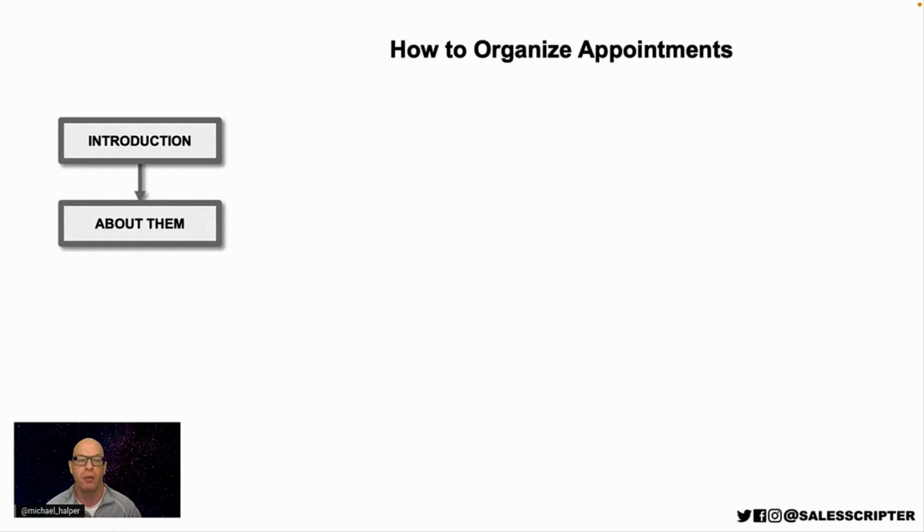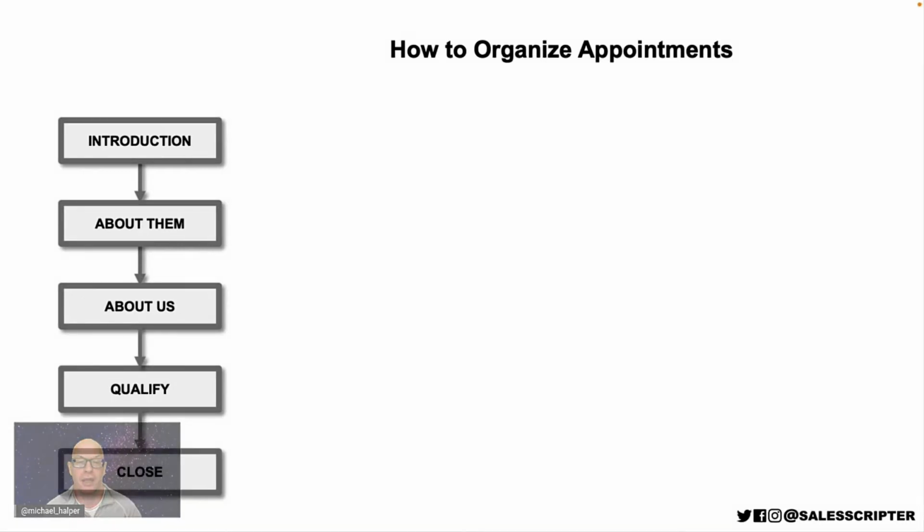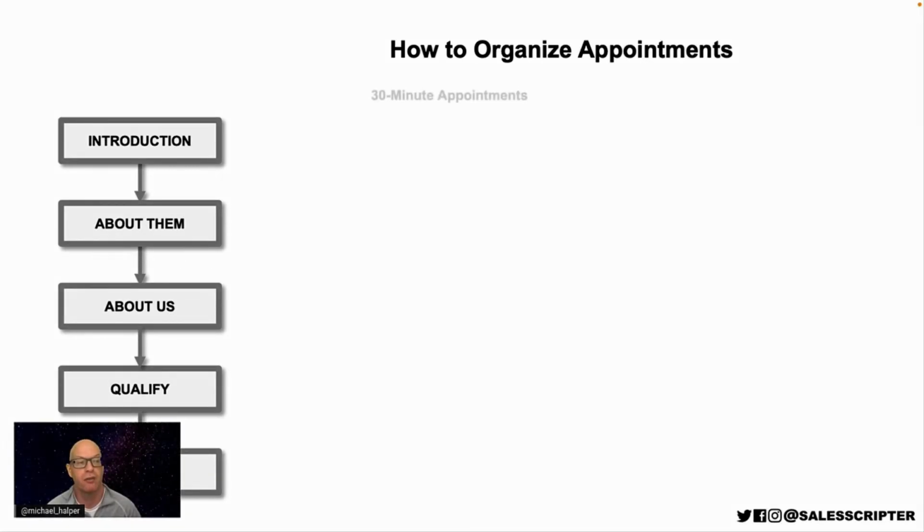And then I would make the first half of the meeting primarily about them. And then you can make the second half of the meeting about you. And then at the end of the appointment, you want to have some sort of close where you're closing for the next step in your sales process. So I'll give you an idea of, depending on whether your meetings are 30 minutes or 60 minutes, how to allocate the time to these different sections.